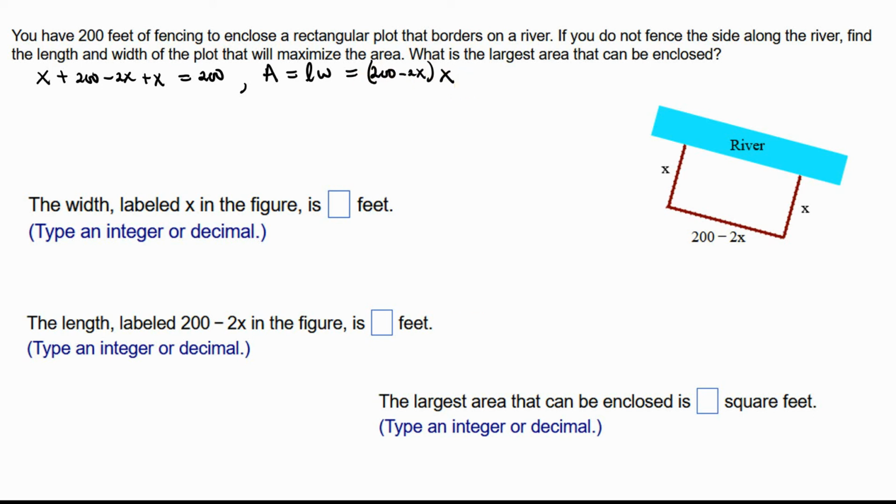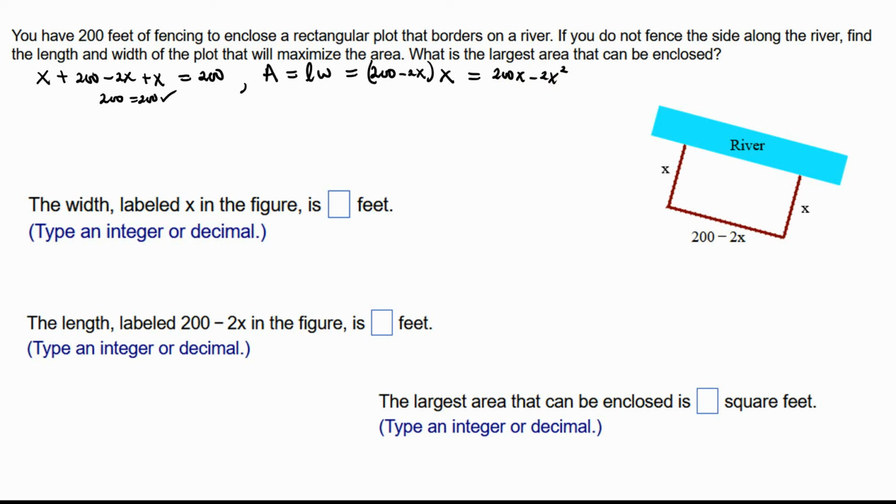Now let's get this perimeter straight. Does that make sense? So think about it. This is x plus x, that's 2x, minus 2x. That cancels out. That's 200 equal to 200, so that means that this is good. Can't do anything with it, but that's no problem. I'm going to use this one right here. So let's simplify this. This is 200x minus 2x squared.